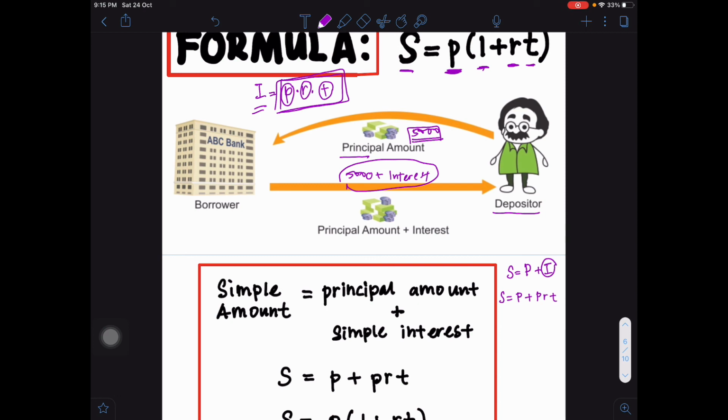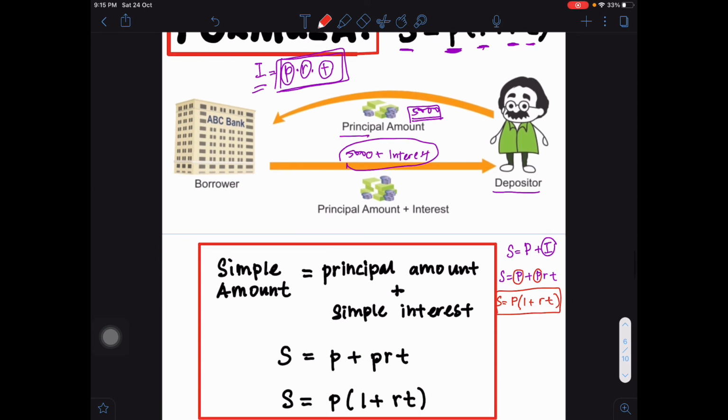Okay, so kalau awak tengok sekarang awak ada dua P dekat sini. So P ni kita boleh faktorkan keluar. So apa yang awak akan dapat adalah S equal to P kita faktor keluar. So P ni dah faktor keluar, tinggal apa kat sini? 1 tambah dengan sini P dah keluar, so tinggal RT. So daripada sinilah kita dapat the formula of simple amount, which is S is equal to P times 1 plus RT. So ini adalah formula yang kita akan guna untuk kita cari simple amount.